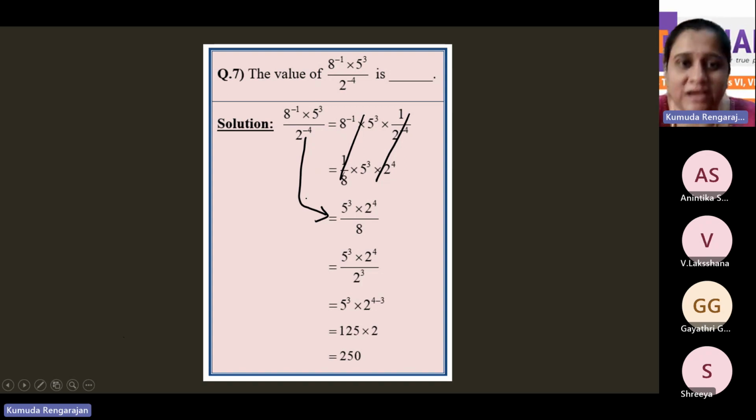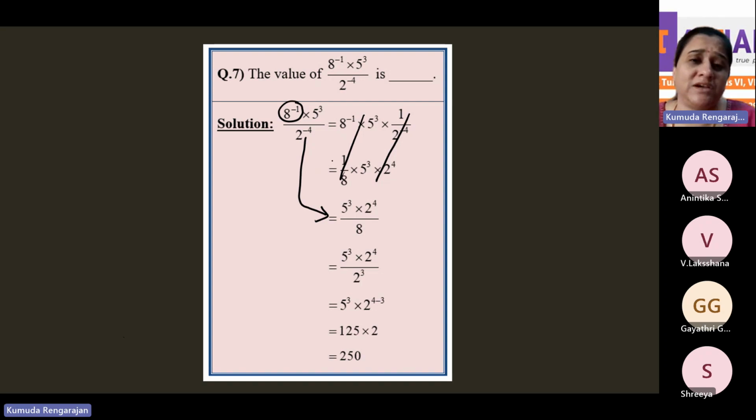If the power is negative and you want to make it positive, simply change the position. I told you there are two positions, numerator and denominator. So if the power is negative and that term is in the denominator, bring that term to the numerator. This sign will change. If it's plus, it will become minus. If it's minus, it will become plus. Both ways. That's all.